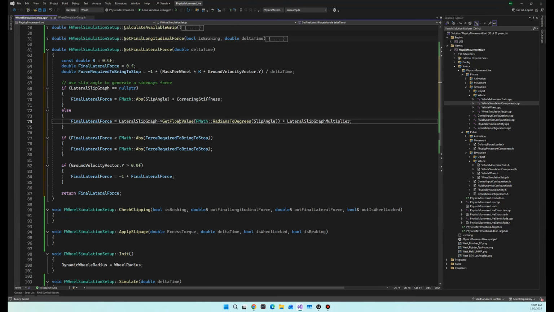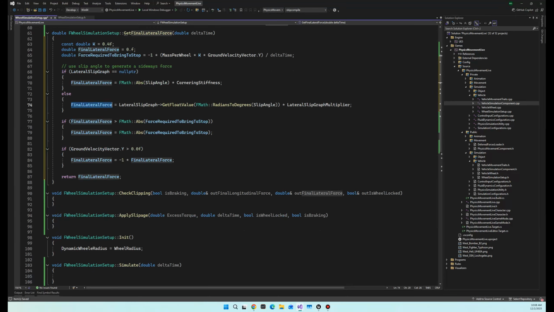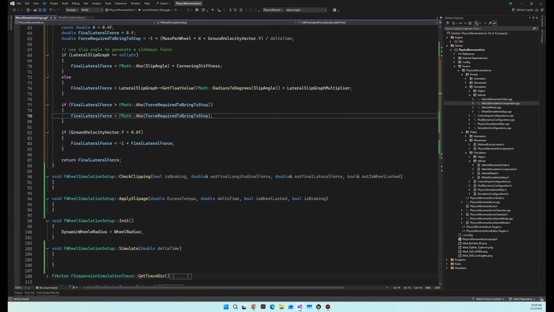All right, and then that should get us the lateral forces. If the lateral force is greater than the force required to bring to a stop, then we'll take the bring to stop and make that the lateral force. Otherwise, if it isn't, we don't need to worry about it. Then we're going to check the ground velocity. If ground velocity in the y direction is greater than 0, i.e. we're moving and we're not at a standstill, then we'll take the lateral force and multiply it.